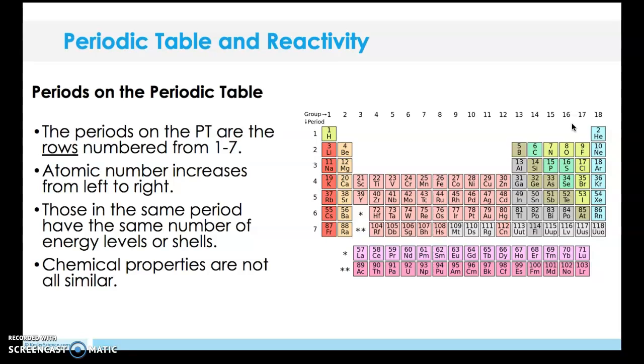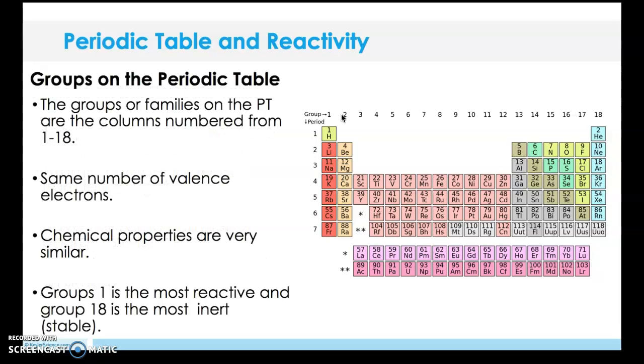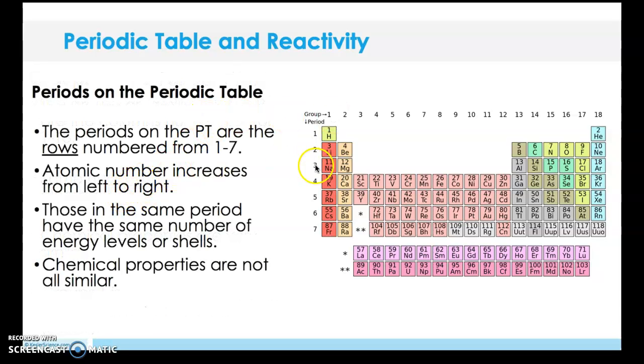Again, the rows on the periodic table are called periods. So rows go this way, so this is period 1, period 2, period 3, period 4, and then going down, the columns are called groups. Atomic number increases from left to right, so you've got 19, 20, 21, 22, 23. Those in the same period have the same number of energy levels or shells. So that means hydrogen has 1 shell, lithium has 2 shells, sodium has 3 shells, as well as magnesium, aluminum, silicon. They don't have the same number of valence electrons, but they have the same number of shells.